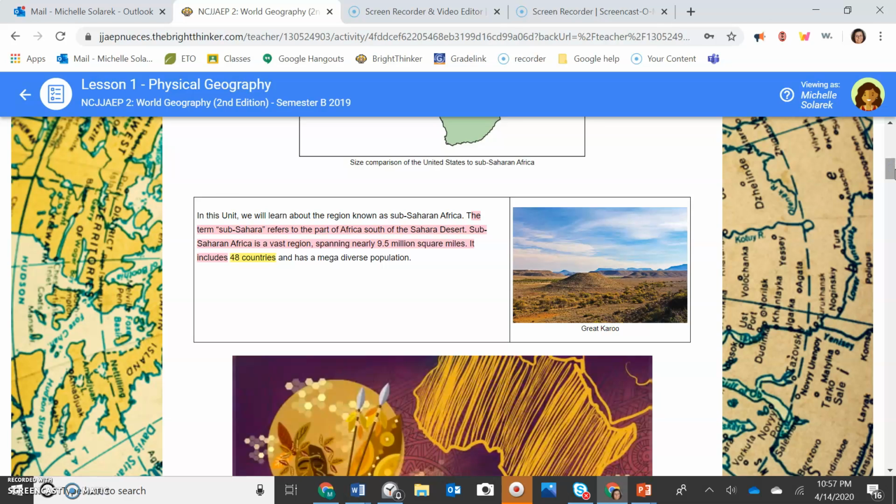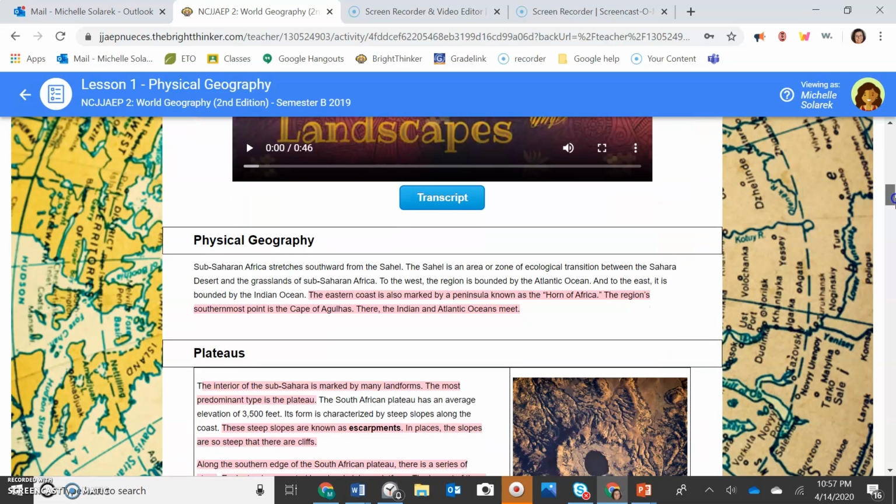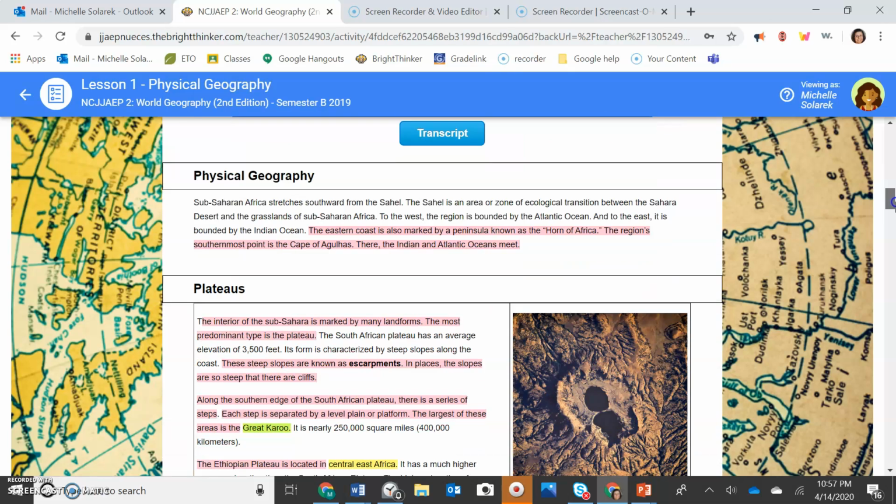We are going to look at a region that's known as the Sub-Saharan Africa. The term Sub-Sahara refers to the part of Africa south of the Sahara Desert. Sub-Saharan Africa is the vast region spanning nearly 9.5 million square miles. It includes 48 countries. How many countries? 48. Okay, so let's take a little look here.